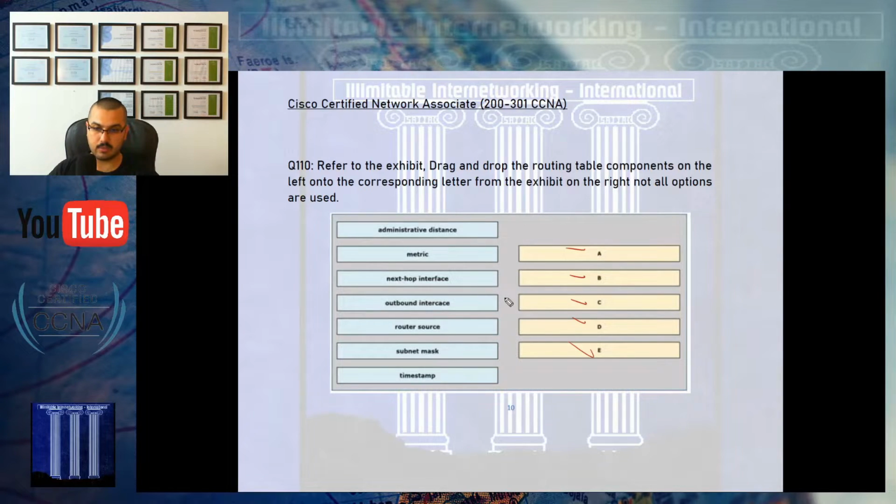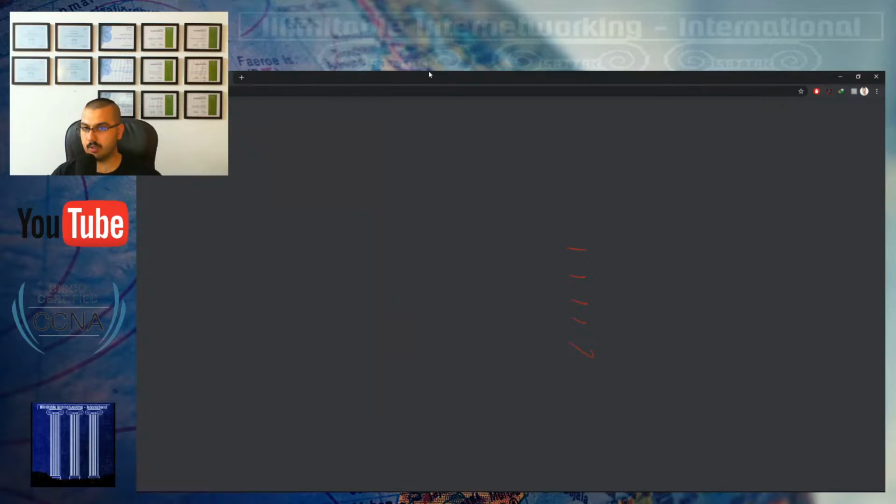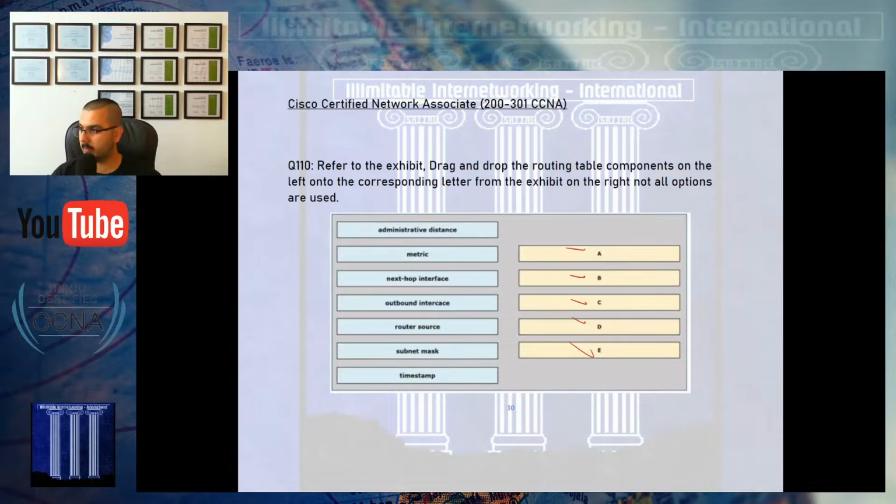There is an administrative distance, metric, next hop, outbound interface, router source, subnet mask, and timestamp. That will make them 7. What we need are actually only 5. So only 5 of them match these letters, these shortcuts on the right. So let me see, one minute. What I will do is ask for an image of a routing table.